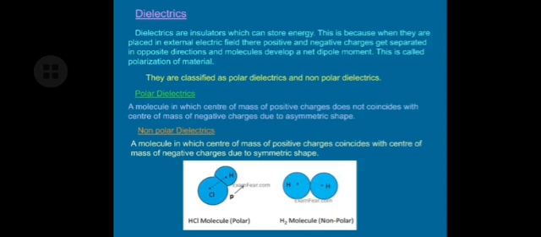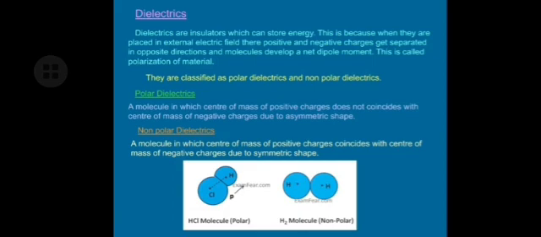So, electric dipoles are nothing but dielectrics. Dielectrics are nothing but insulators. So you can classify dielectrics into two parts, polar dielectrics and non-polar dielectrics. In your chemistry, you have studied about polar substances and non-polar substances. The same criteria is here, but in case of dielectrics. Now, what are polar dielectrics?